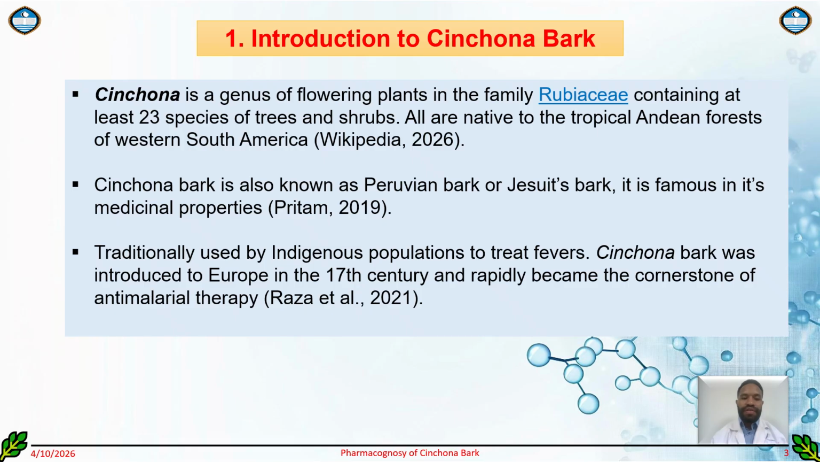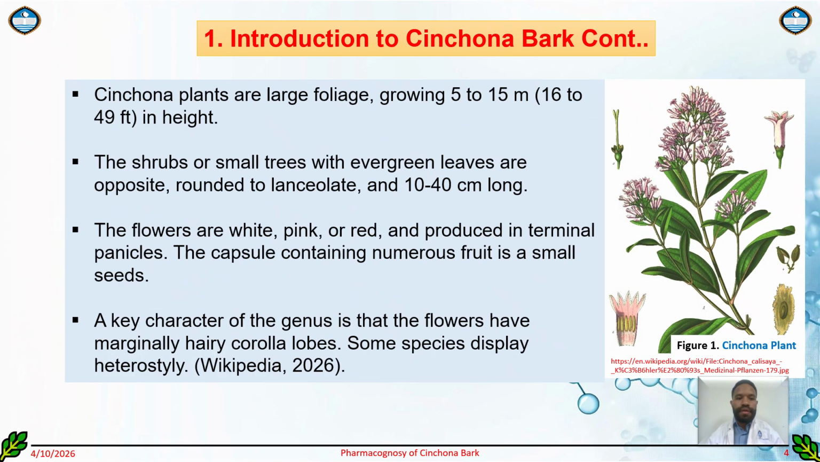Cinchona bark was introduced to Europe in the 17th century and rapidly became the cornerstone of anti-malarial therapy. Cinchona plants are large foliage growing 5 to 15 meters, 16 to 49 feet in height. The shrubs or small trees with evergreen leaves are opposite, rounded to lanceolate and 10 to 40 centimeters long. The flowers are white, pink or red and produced in terminal panicles. The capsules contain numerous small seeds.